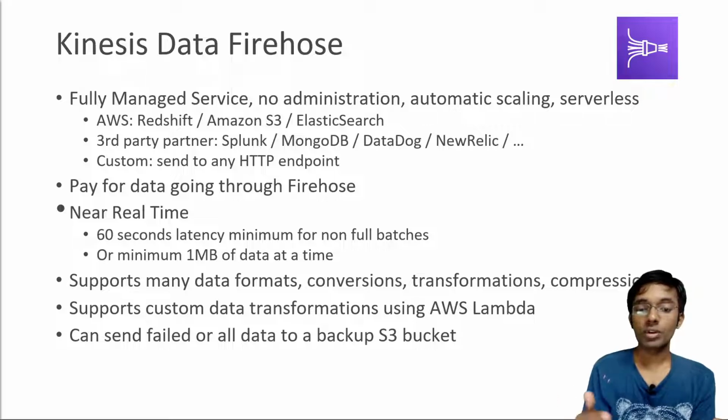Why? Because we write data in batches from Firehose to the destination. So there is going to be a 60-second latency minimum for non-full batches, or you need to wait until you have at least 1 megabyte of data at a time to send the data into the destination, which makes it a near real-time service and not a real-time service. It supports many data formats, conversions, transformations, and compressions, and you can write your own data transformation logic using Lambda if you need to. Finally, you can send all the failed data, or all the data, into a backup S3 bucket also.